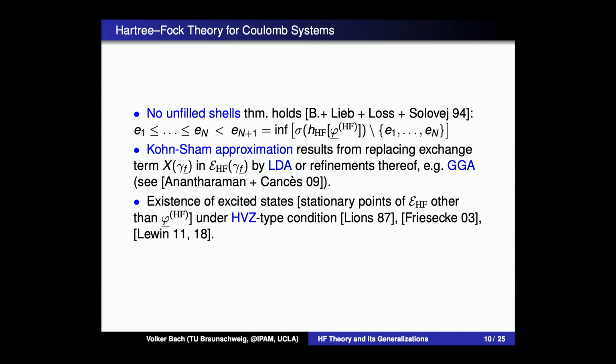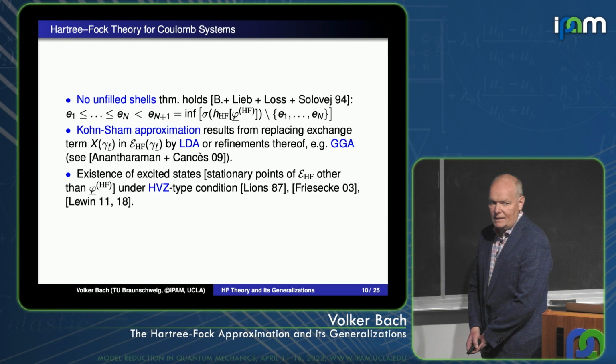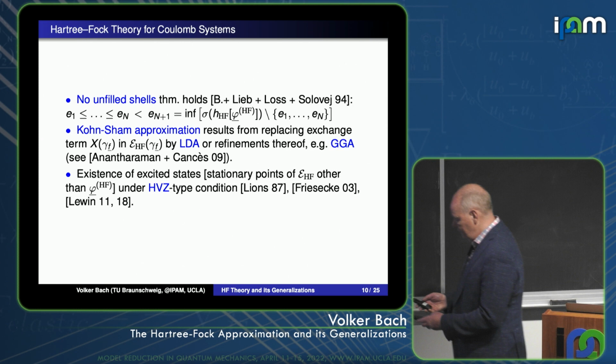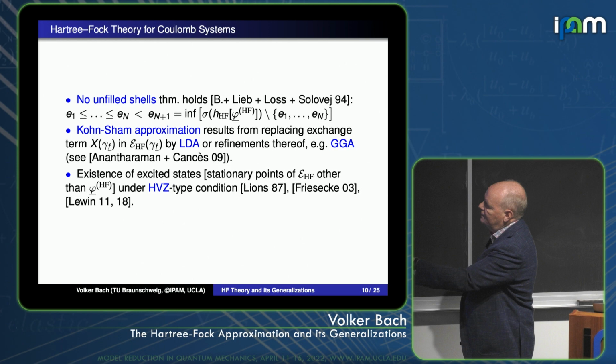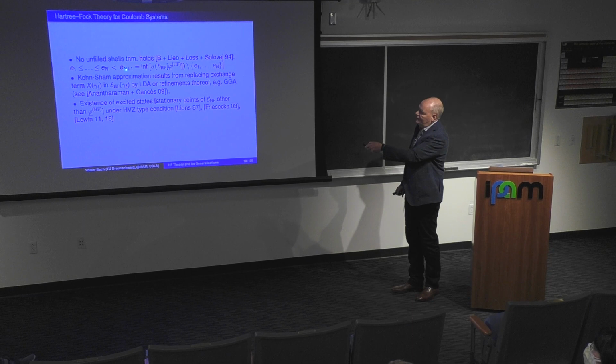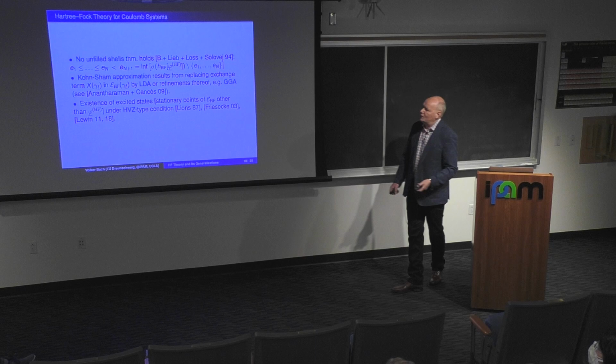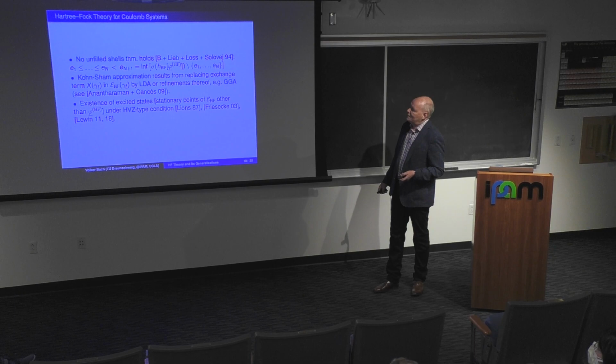Then what is known about the Hartree-Fock theory for Coulomb systems and also in general is that there is no unfilled shell theorem. So if we look at the eigenvalues of the effective operator that enters the self-consistent equation, then the nth energy level, so here I count multiplicities, is strictly smaller than the (n+1)th energy level. So perhaps in the language of quantum chemistry, one would say the HOMO is always strictly smaller than the LUMO eigenvalue.